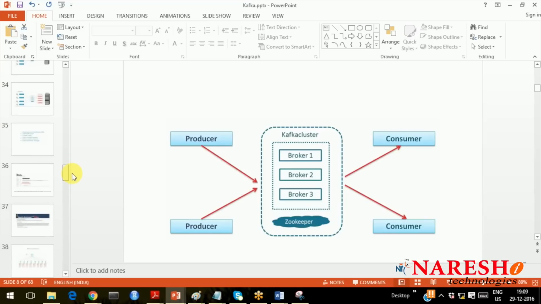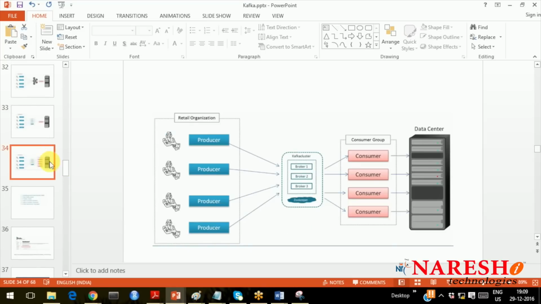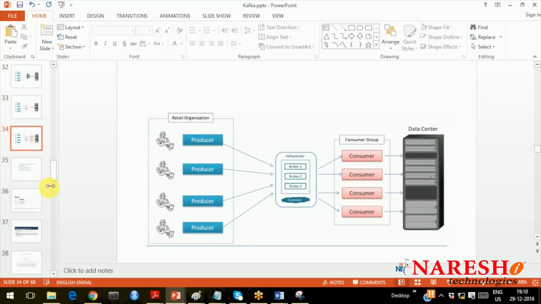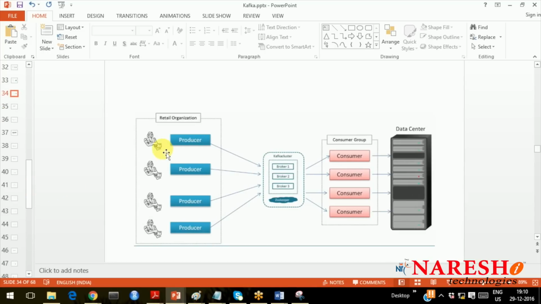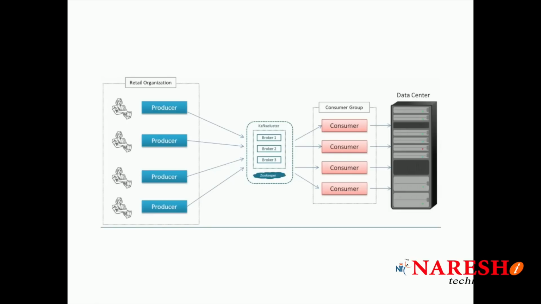You can see that in an example like this. Look at this here. Let's take a retail application. A retail application generates data from different servers, and look at this one. A retailer will have different producers generating data, and the data will be replicated in the Kafka cluster, and the consumers in the consumer group will register, take the data and push it into the data center. This is how distributed messaging works.